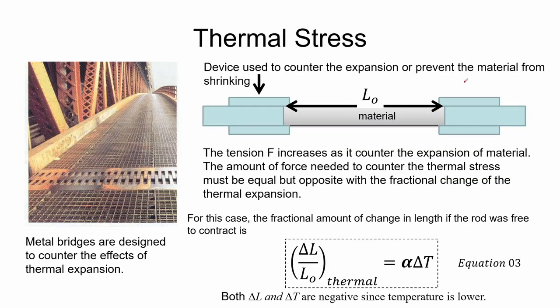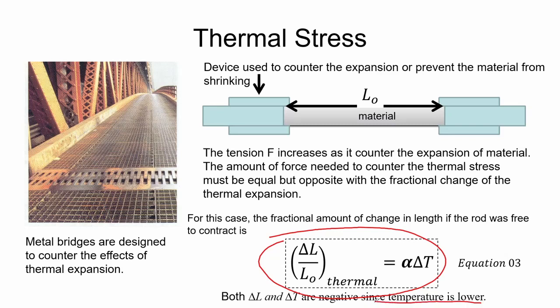Understanding the concept of thermal stress allows design of buildings to have better resistance against structural deformation. The prevention of contraction or expansion of a material being subjected to temperature change is called thermal stress. The fractional amount of change in length if the rod was free to contract is given as a ratio of the change of length over the initial length. As the temperature becomes lower, both the change in length and temperature are negative.